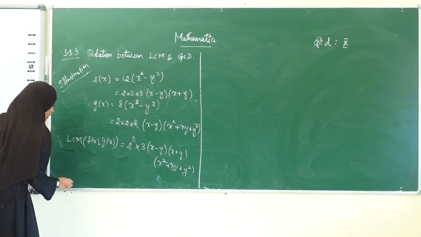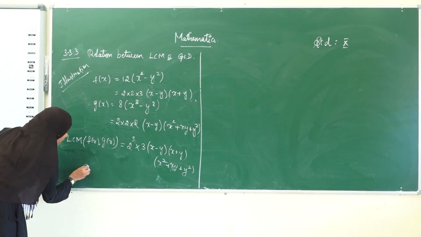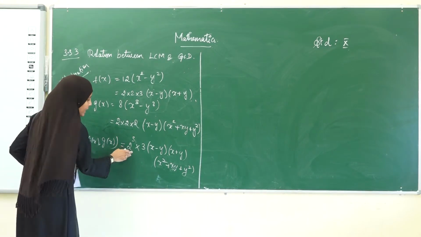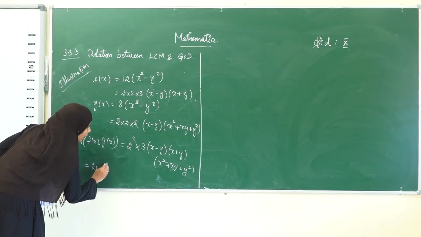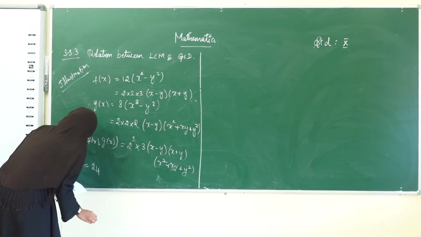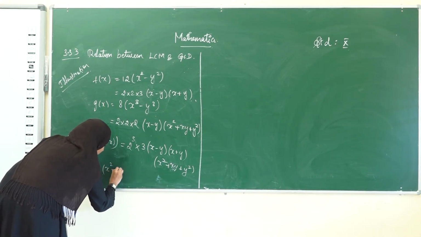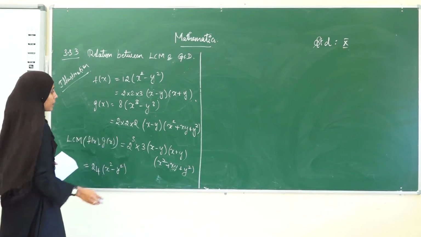Okay, see how can we write this? 2 cube is 8, and 8 into 3 is 24, into x minus y into x plus y. Therefore x square minus y square. This can be written like that, right?